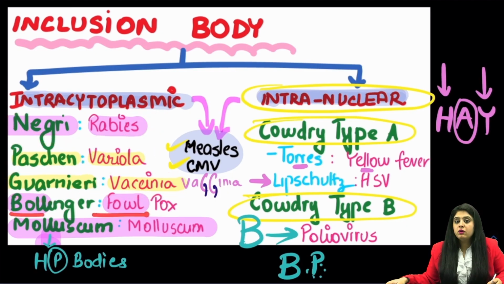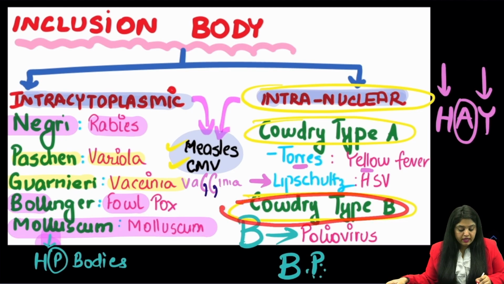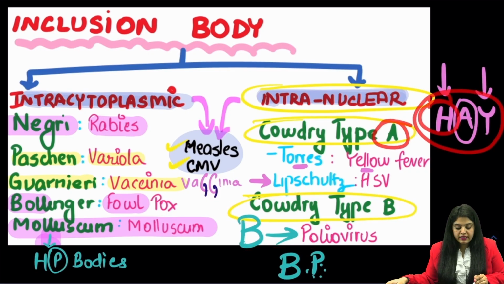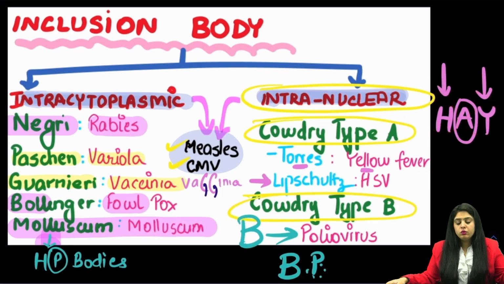Ball, in football there will be a foul, so Bollinger bodies in fowlpox, HP bodies in molluscum. Cowdry type B, B looks like a P, so that is in polio. Cowdry type A is going to look like hay, that is herpes and yellow. In yellow there are Torres bodies, that is what you had to know. So on that note, guys, finally with a big sigh of relief, I am almost towards the end of it.